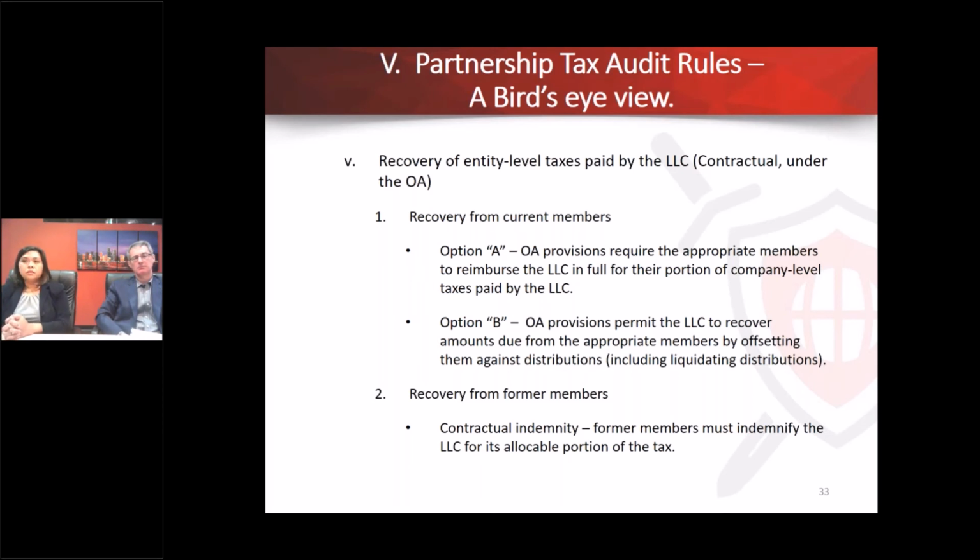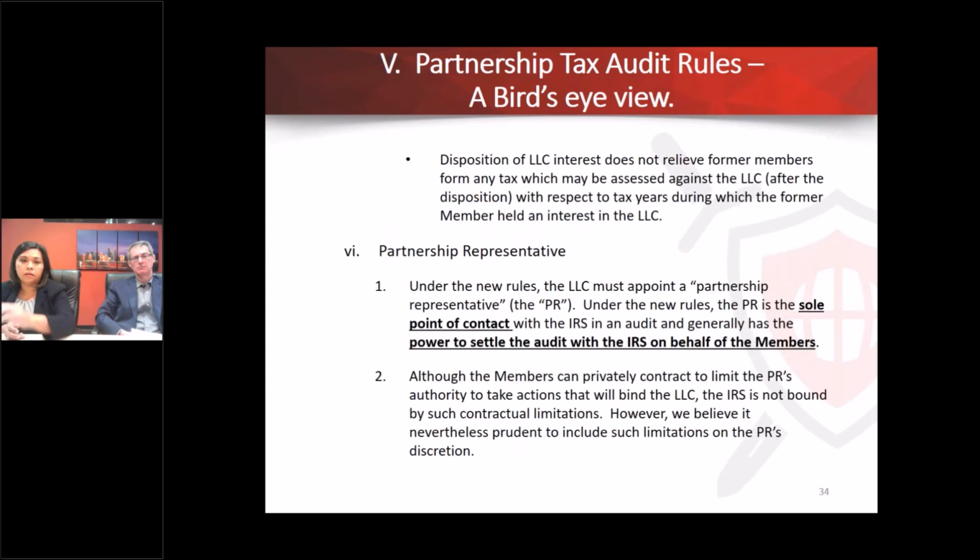Recovery from former members is a little trickier in that they may not have distributions to offset anymore. So you'll want a contractual indemnity provision in the operating agreement that at least gives you a claim to sue them for indemnity if, in fact, you're having a hard time getting them to pay up voluntarily. And it's also a good idea to have language in there that says just because you're no longer a member doesn't excuse you from your obligations that are intended to survive your membership.